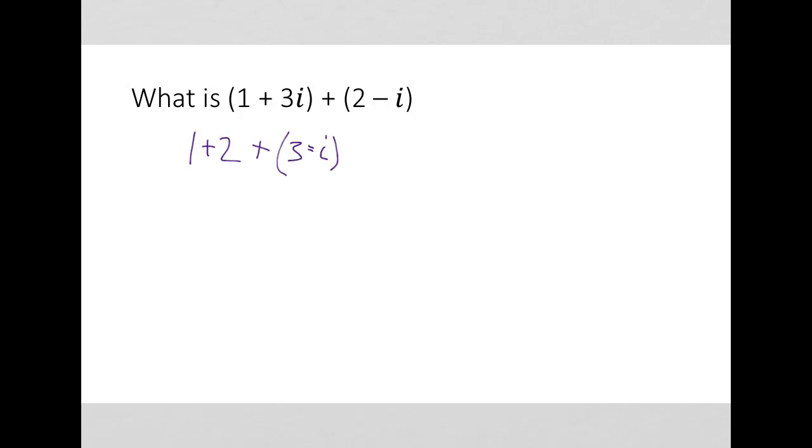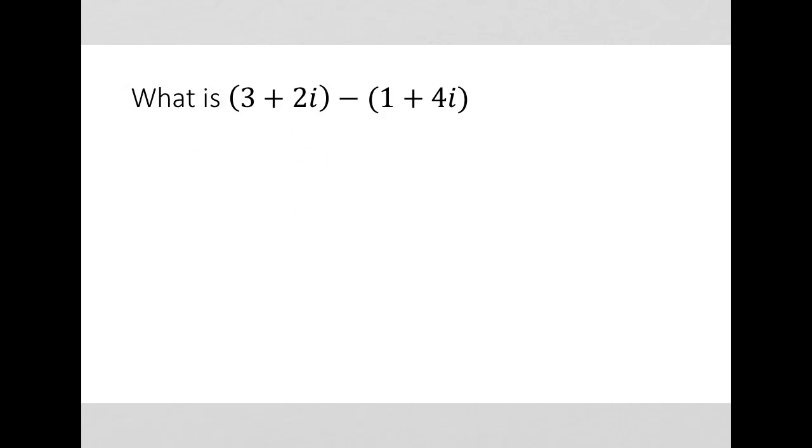Well, I meant to write 3 minus 1 because of that 1i right there. So just combine the real part and the imaginary parts. So we're going to get 3 plus 3 minus 1 is 2i, right? That's how you would expect it to work.